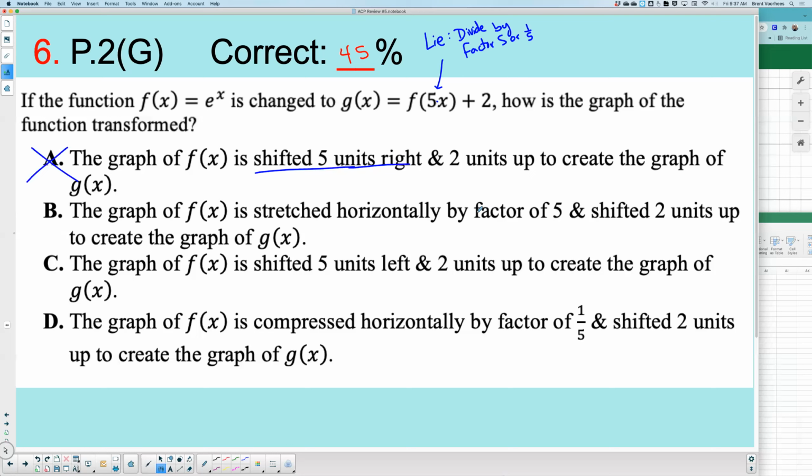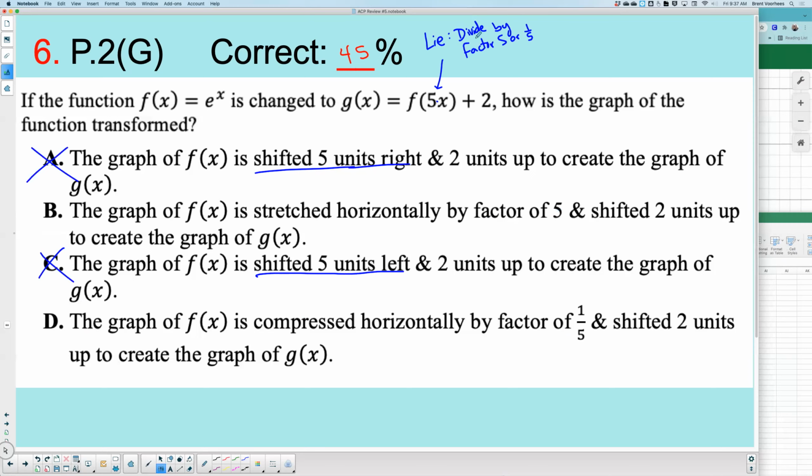So B, you see how it says factor of 5? That could be it. C could not. It says shifted 5. So we're going to eliminate C. And D says compress horizontally by a factor of 1/5. That could be it. So now here's the question. To decide between B and D, because they could write it with the numbers either way, 5 or 1/5.